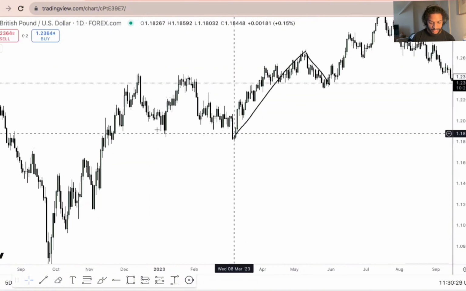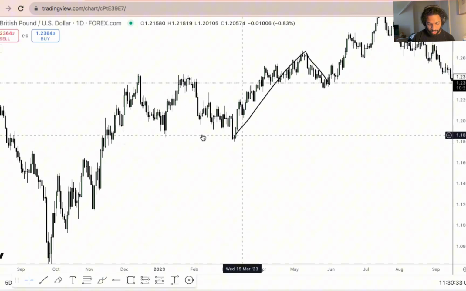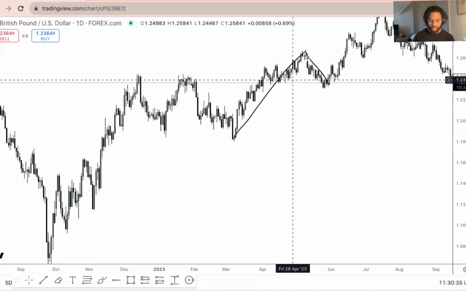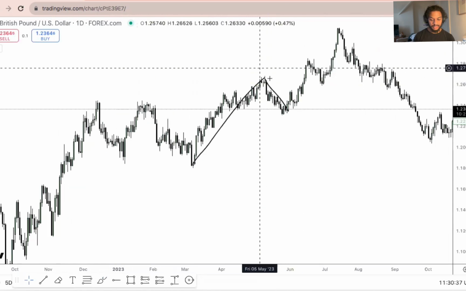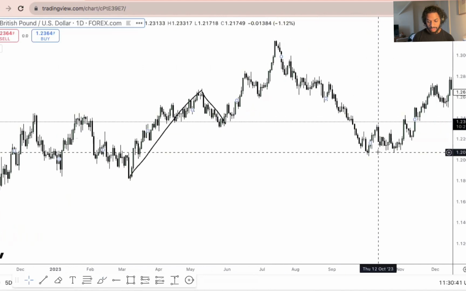Okay, we then go into a consolidation here. We take out the bottom of the range. So we're grabbing liquidity, we're grabbing orders. We then get a new high made here. We get another shallow retracement here, and then we get a new high made here. Then we get a higher low made.